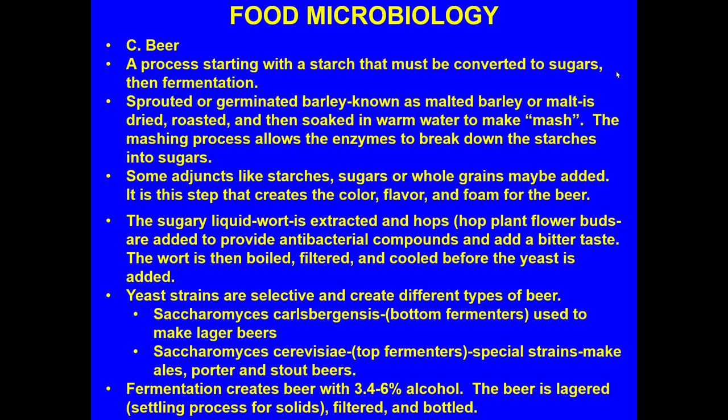Saccharomyces carlsbergensis, these are bottom fermenters, and they're used to make lager beer. Saccharomyces cerevisiae is a top fermenter. And they're specific strains, and they make ales and porters and stout beers. The fermentation will continue. It will create beers of anywhere from 3.4 to 6%. And then the beer is lagered, meaning that we have a settling process to get rid of the solids, filtering, and bottled.